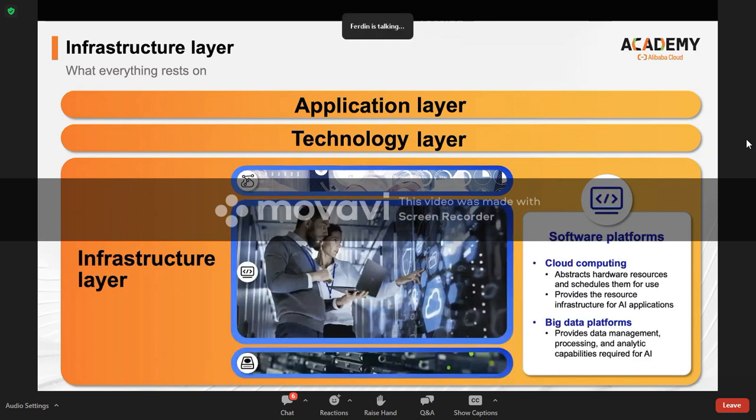And then in the infrastructure layer, we use it for cloud computing, which will help you abstract the hardware resources and schedule them for use. It will also provide the resource infrastructure for AI applications. And big data platforms will provide the data management, processing, and analytic capabilities required for artificial intelligence.